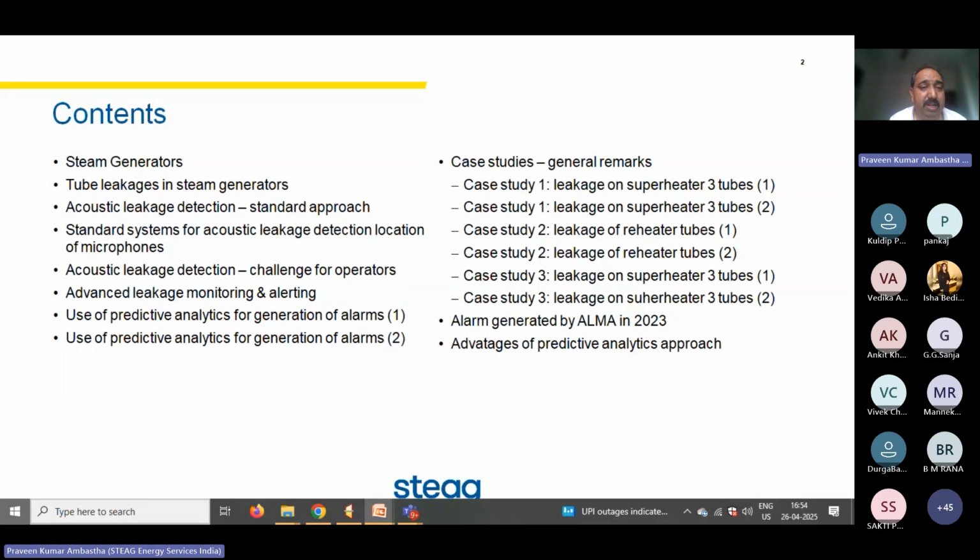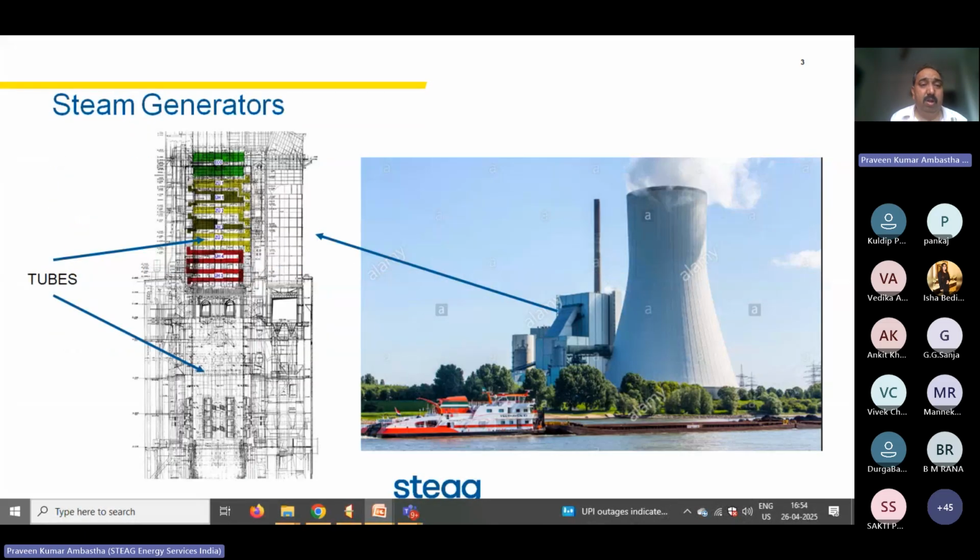As you know, tube leakage is one of the main problems in all power plants. And I will show you what will be required. You can see this is my boiler. This is generally a boiler of a German power plant, a tower type boiler, but of course we have two-pass boilers in Indian power plants. But the concept is the same.